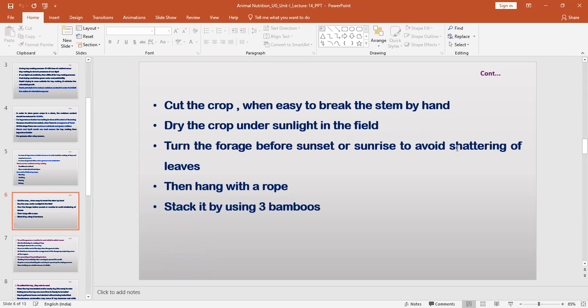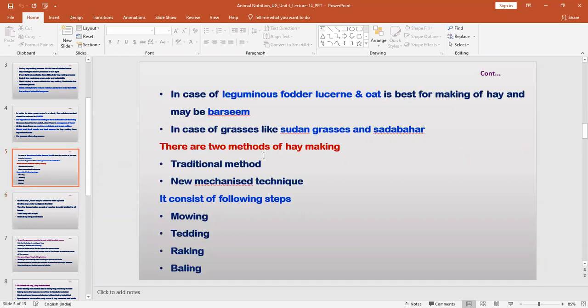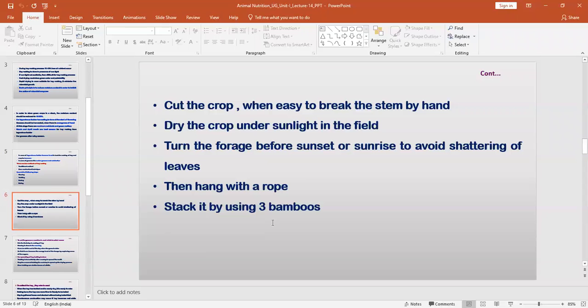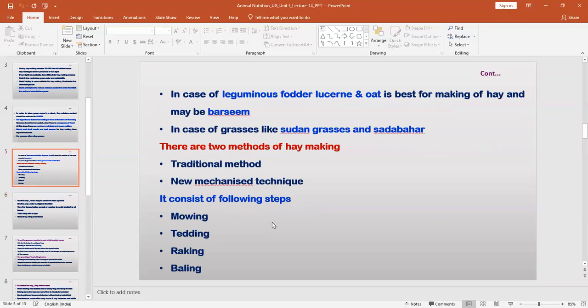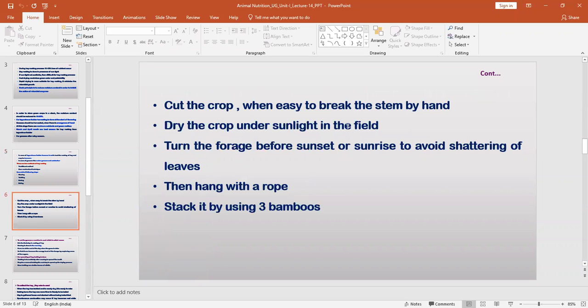We cut the crop, then it is easy to break the stem by hand, and we dry the crop under the sun. The baling process is done after drying the crop. And we can turn the crop in between to reduce the moisture content and ensure proper drying of the fodder crop.